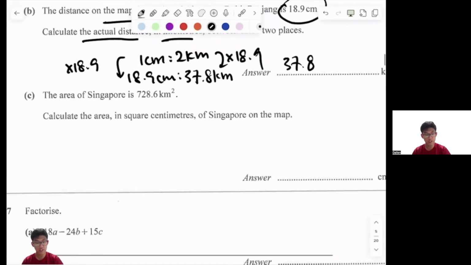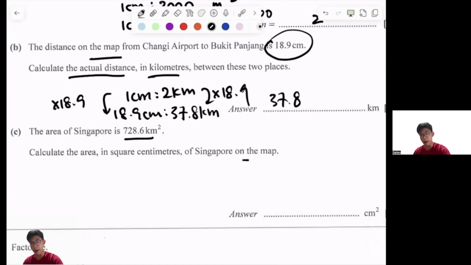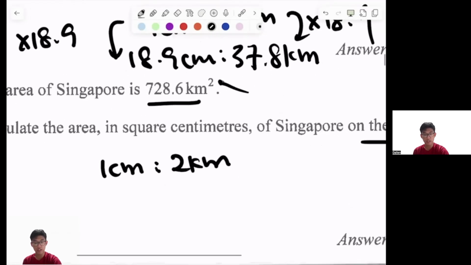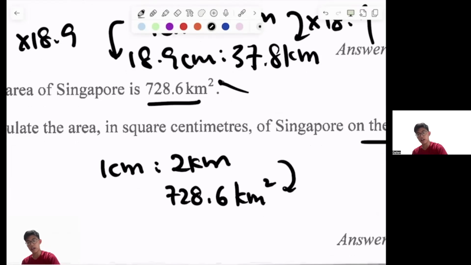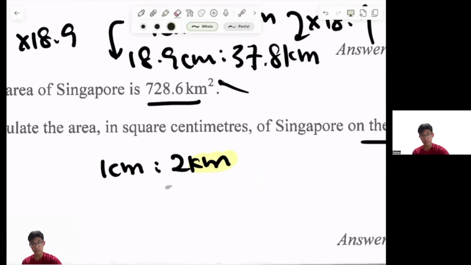Okay, next, last question. The area of Singapore is this. Calculate the area of Singapore on the map. The only ratio we have here is this, right? But we are now given something that's squared, and we cannot put it like that. We cannot say, okay, this is kilometer square, I times by whatever. That cannot work. Why? Because this units is different from this units. How much do they differ? They differ by a square, correct? So that's our hint.